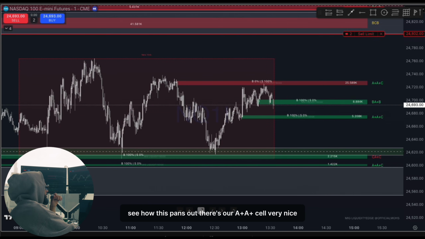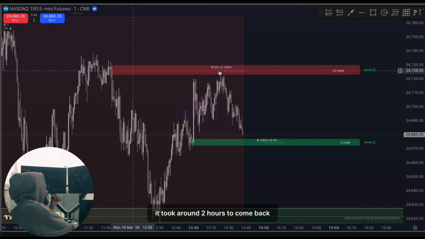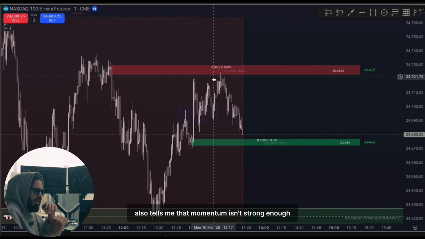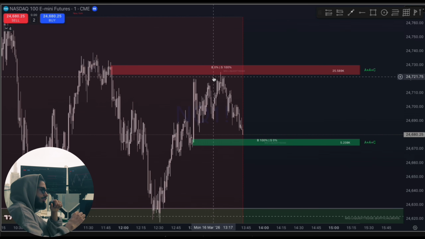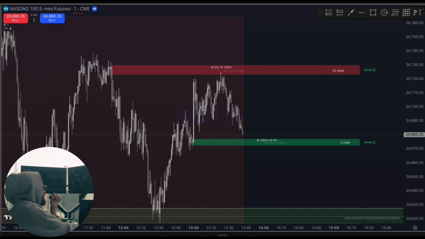See how this pans out. There's our A+ sell. Very nice. It took around 2 hours to come back and touch that level. 2 hours also tells me that momentum isn't strong enough for it to have already tried to retest, which tells me that when it gets back to that area, if volume has shot down over the day, that lunchtime period will adhere to it nicely.